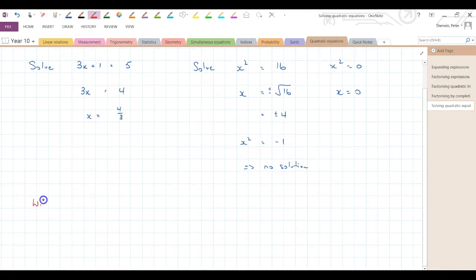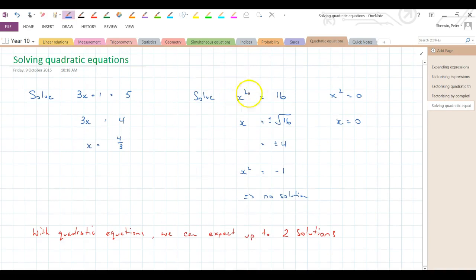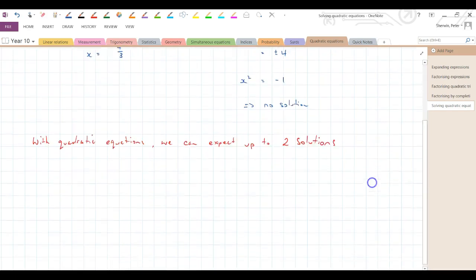With quadratic equations, we can expect up to 2 solutions, and with a cubic, we can expect up to 3 solutions. So whatever the power is of the equation, that's how many solutions we can expect to the equation.